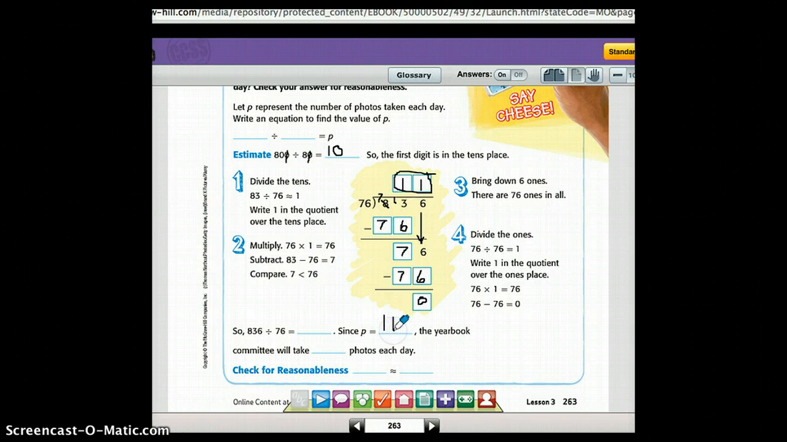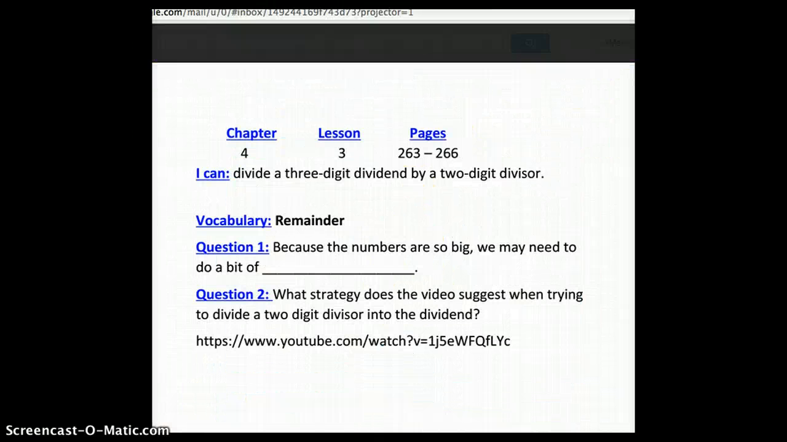And then we can check by multiplying. So 11 times 76, if you were to work that out using your multiplication steps that you already know, you would get our dividend of 836. Okay, so once again, here are your questions, and these will be in the form, so answer them on there, please. Question 1, because the numbers are so big, we may need to do a bit of blank. Question 2, what strategy does the video suggest when trying to divide a 2-digit divisor into the dividend? So that was the tip he gave you.